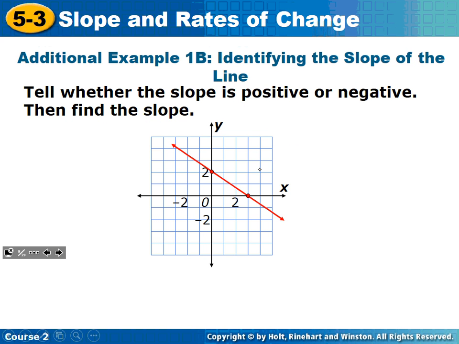Number 1, positive or negative? Read it like a book, left to right. From here over this way. Is it going up or down? It's going down, so it's a negative slope. Okay?